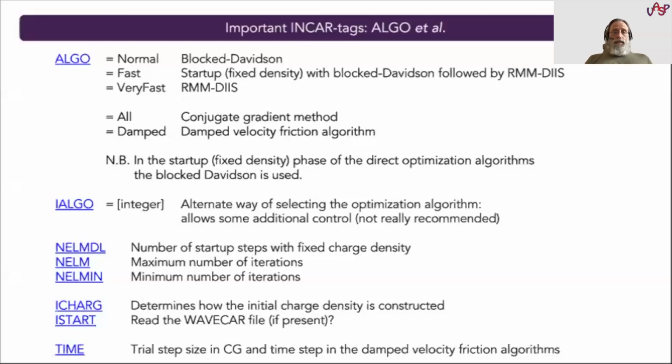And this is the time step used, the trial step size in the conjugate gradient algorithm, and the time step that is used in the damped velocity friction algorithm. So this is essentially the parameter that you have at hand to get these two direct optimizers to work. Especially for the damped velocity friction algorithm, choosing a time step that is not too large is critical, otherwise it might even diverge. The conjugate gradient method only uses this time step for the initial trial step, and then it will try to automatically choose an appropriate time step.